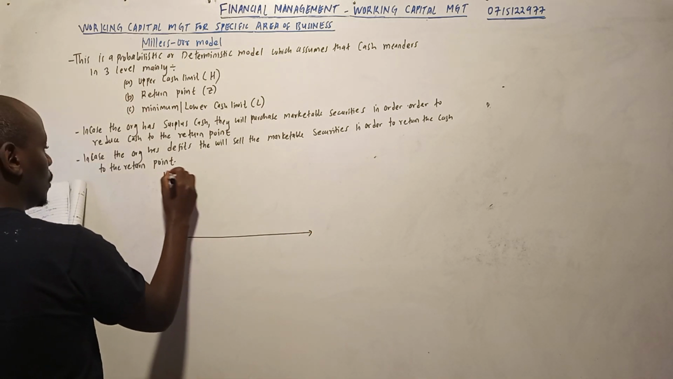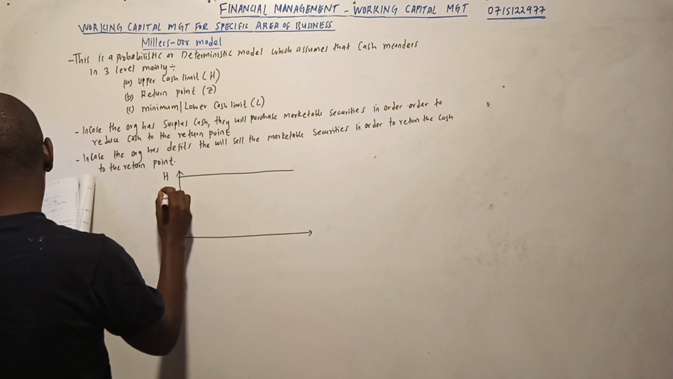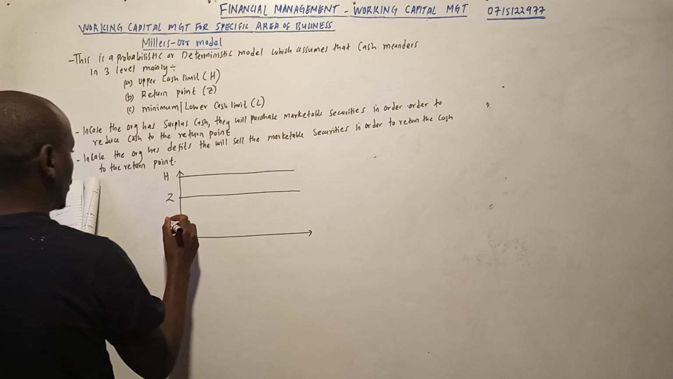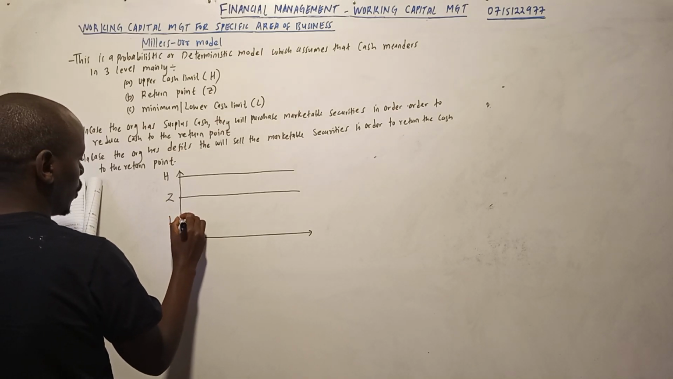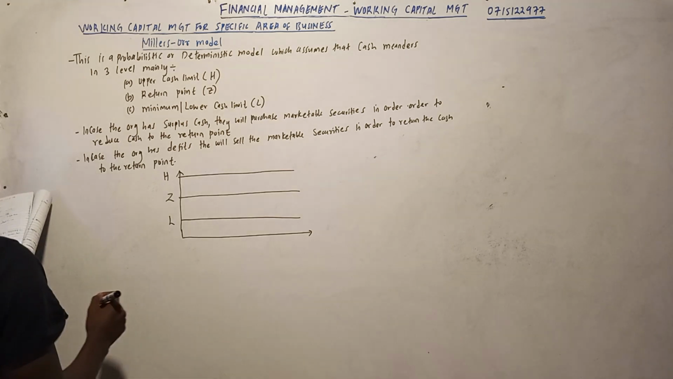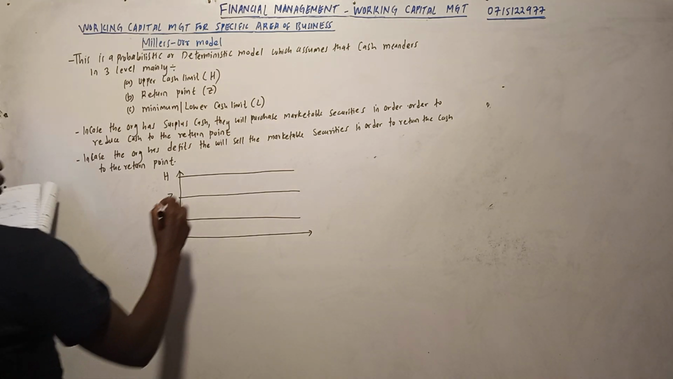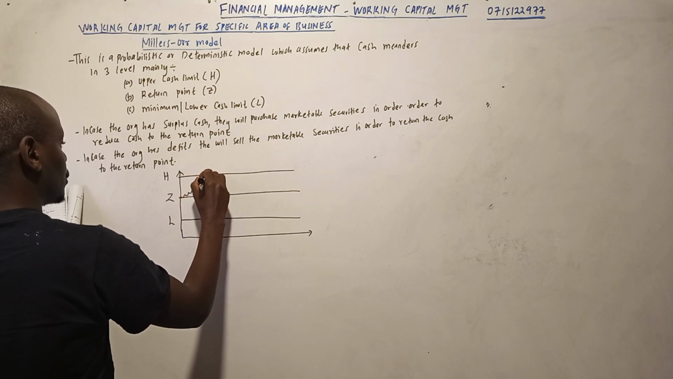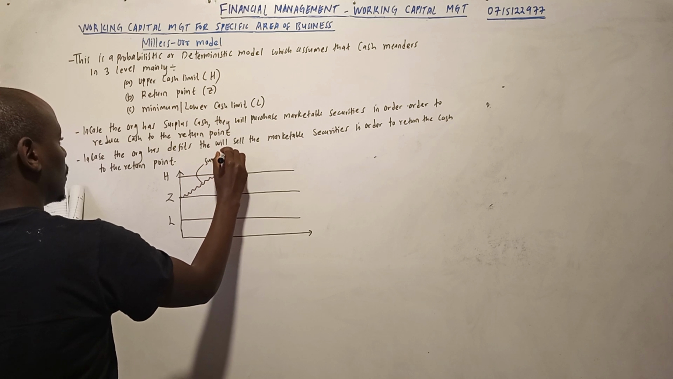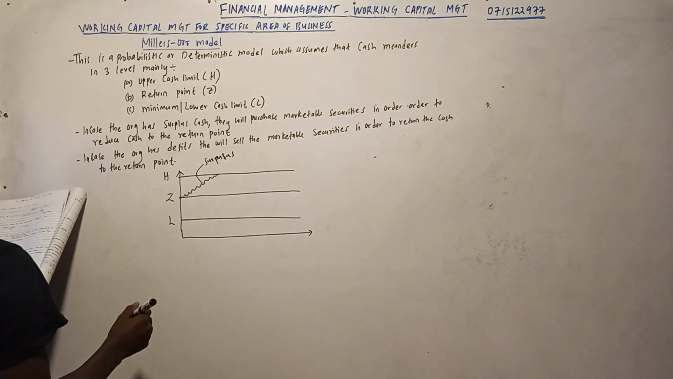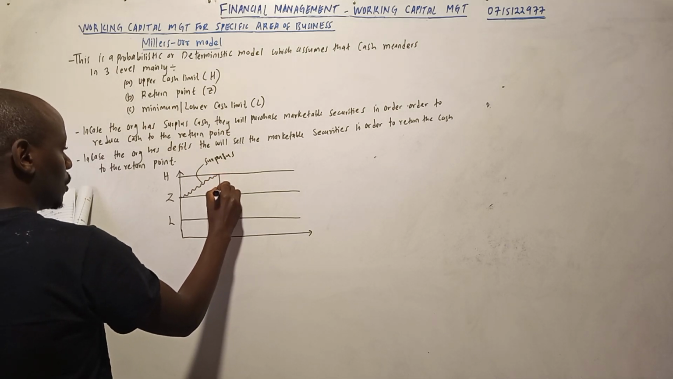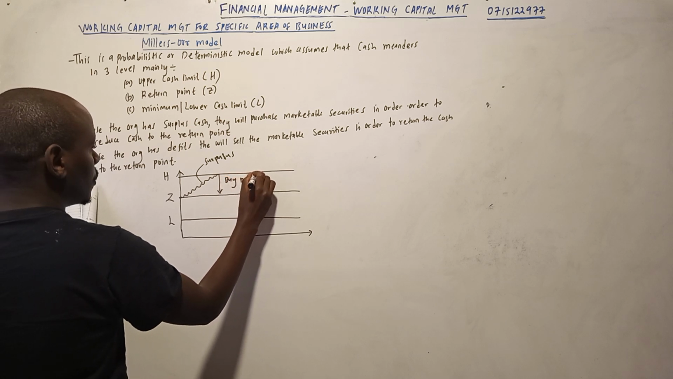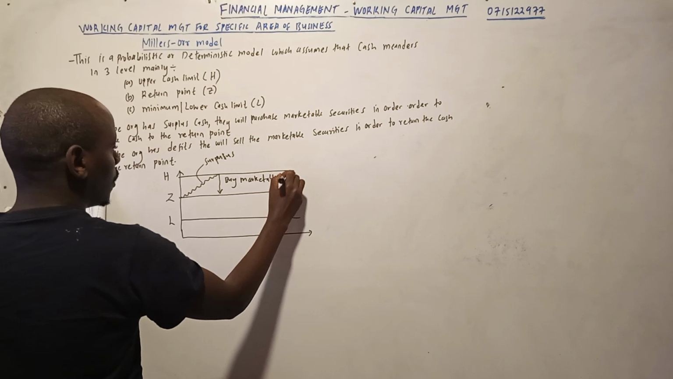So we have H, our upper limit. We have Z, which is our return point. Then we have L, which is our lower limit. Now in this case, it means we have surplus. So what do we do when we have surplus? We return to this point, so that we go back downwards, we buy marketable securities.